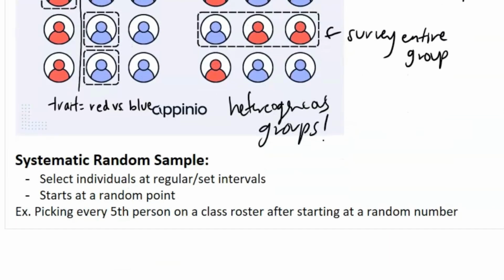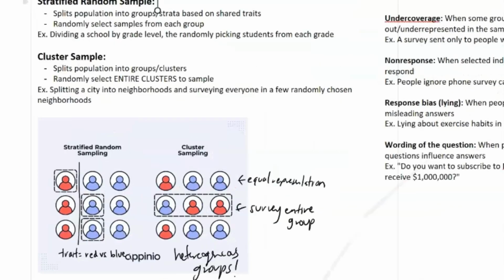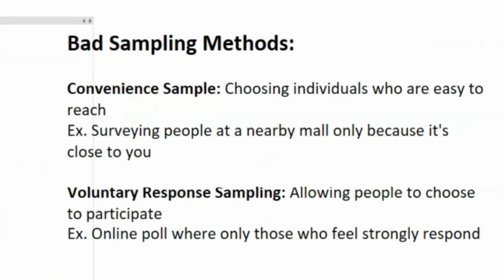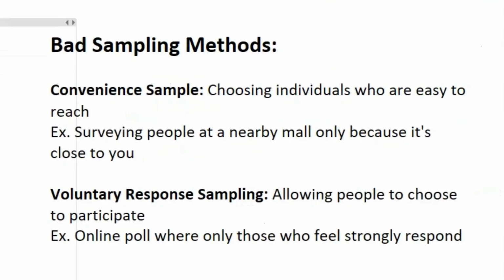The next sampling technique we're going to talk about is systematic random sample. That's where you select individuals at regular or set intervals and you start at a random point. For example, if I was sitting outside of my school, and every 5th person that walked in, I would give them a survey, that's systematic random sample.